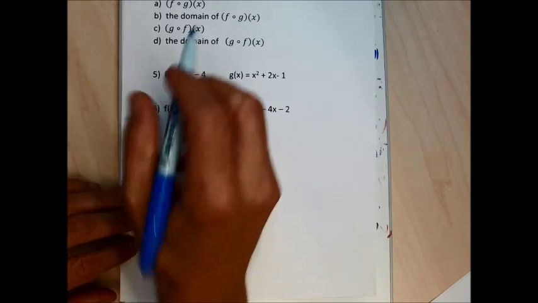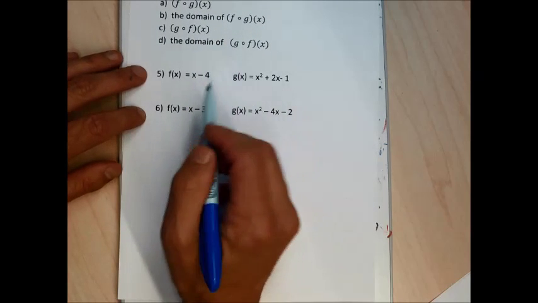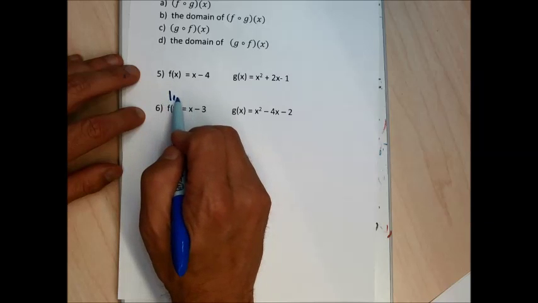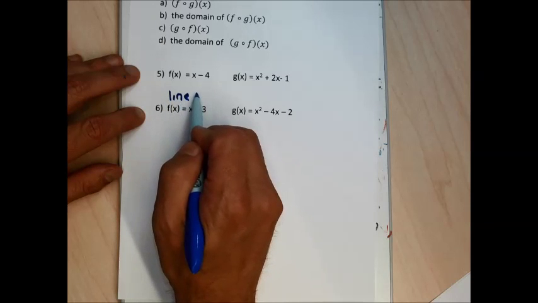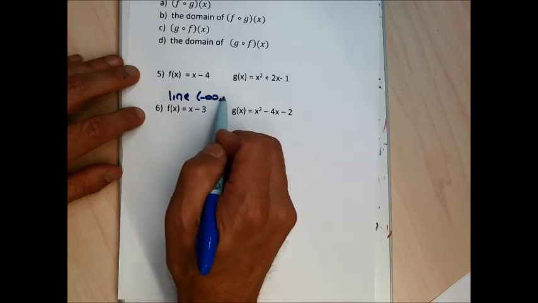So for both 5 and 6, the f function is a line which has a domain of negative to positive infinity.